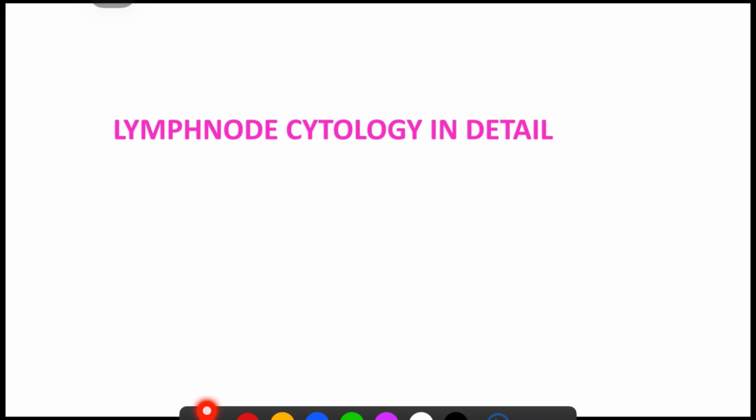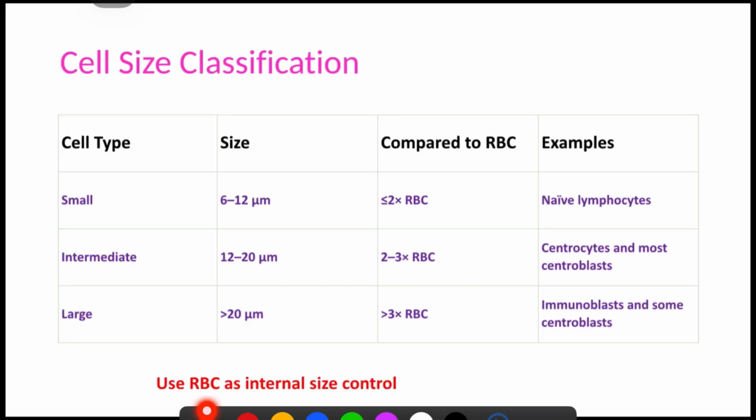So now let's see how you identify all the different types of cells of lymph nodes. Let's see one by one. First of all, we have to differentiate the size of the cell, according to which we can put that particular cell in some category. So we can divide them as small, intermediate or large cells. Small is 6 to 12 micrometer. Now how to judge? You have to compare with the RBC which is present in your aspiration.